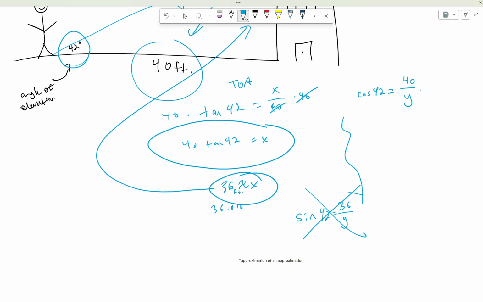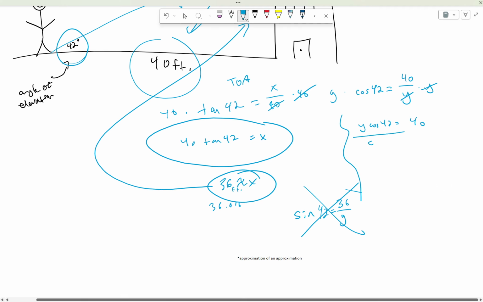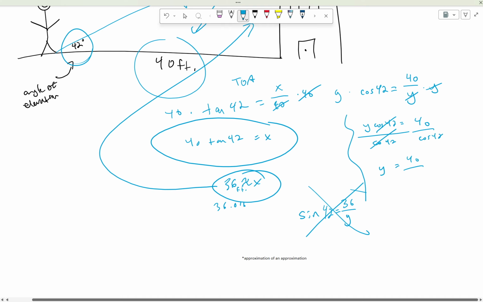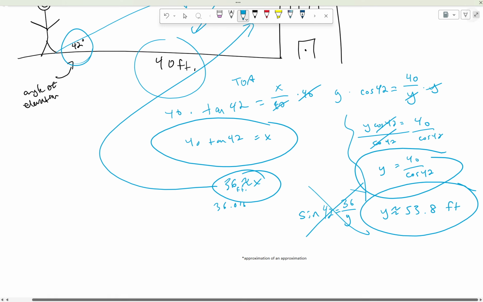So we're going to go back and solve this thing here. Multiply both sides by y. That's going to factor out, so I'm going to have y times the cosine of 42 is equal to 40. And then to get y by itself, I'm going to divide by the cosine of 42, which is just some decimal number. This will factor out, and y will equal 40 over the cosine of 42. That's my exact answer, which I can then put into a calculator and get that y is about equal to 53.8 feet.